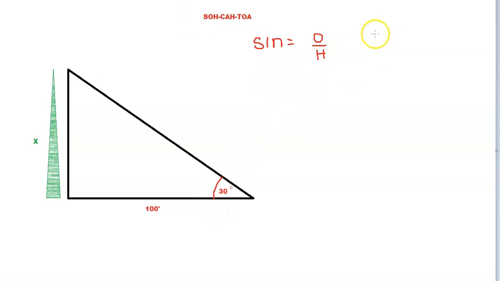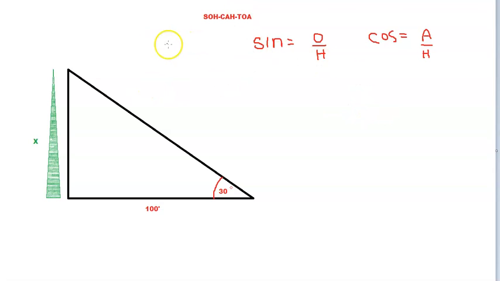CAH is cosine equals adjacent over hypotenuse. So same issue. We're trying to figure out the opposite. We know the adjacent. We don't know the hypotenuse. We do know the angle, but we're trying to figure out the opposite. That's not in our function. So that one's not going to work either.